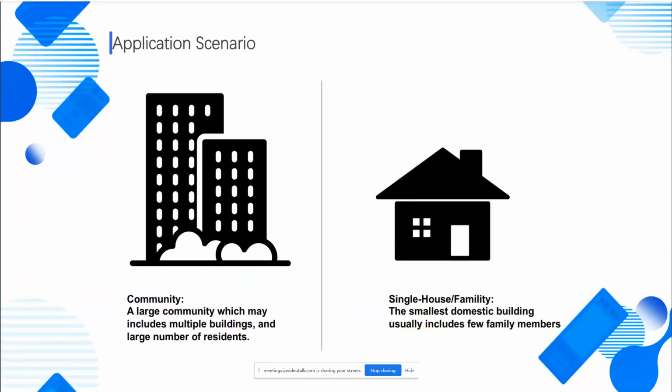So under our clubs, there are two main building types. Firstly will be communities. What is a community? A community is a large community which may include multiple buildings and a large number of residents. So in simple words, it will be apartments. And following that will be single house families, or we will call it single tenants. These will usually be small domestic buildings, like villas or bungalows or those single houses.